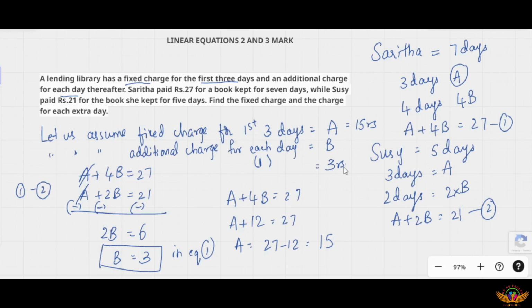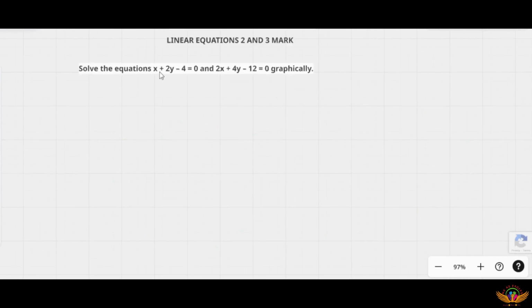This is the way you have to read the question carefully, get all the instructions from the question and write them down in the form of equations. So it will be very easy. Don't get confused. Read again and again, write them and solve them. Whatever method they ask in the question, do that method only. If they didn't ask anything, you can go with any method you want, either substitution or elimination. Alright, let us move to the next question.